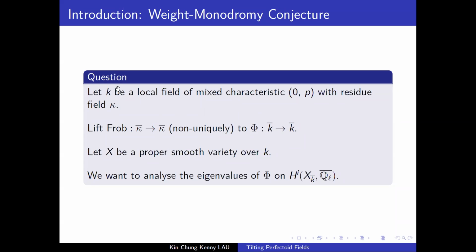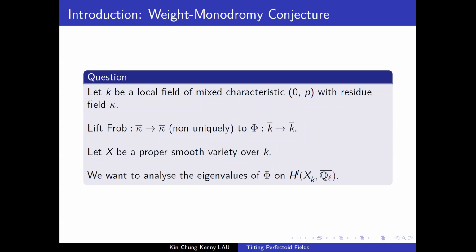which is a map on K bar, and then we have X, which is a proper smooth variety over K. If you don't know what this means, you can just pretend that it is some hypersurface in projective n-space over K. So you can just pretend X is a subset of P^n(K) defined by an irreducible polynomial equation.